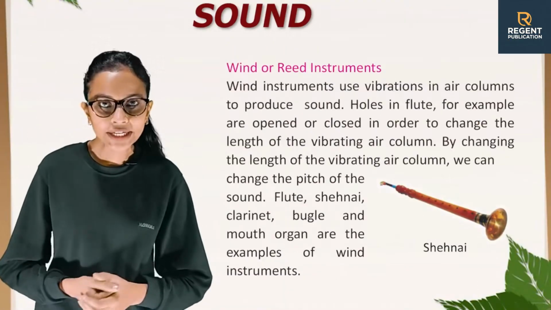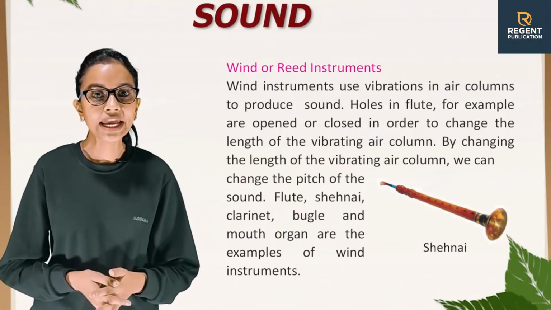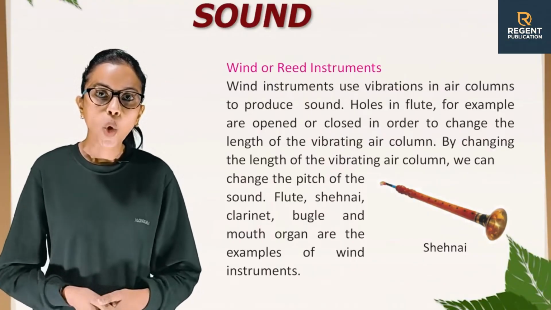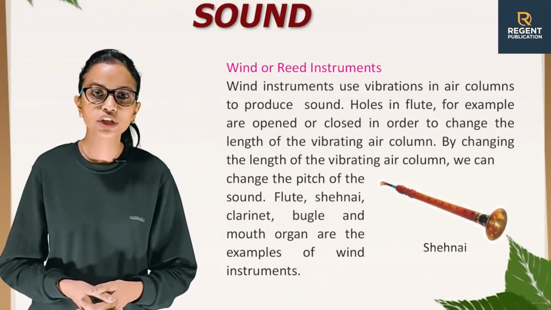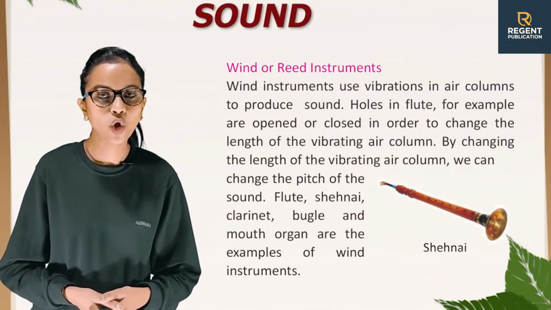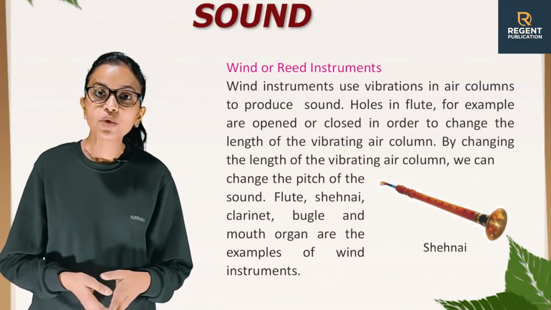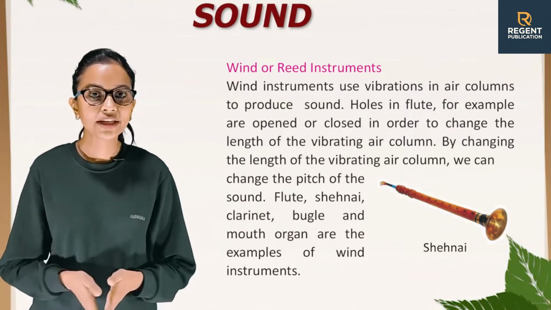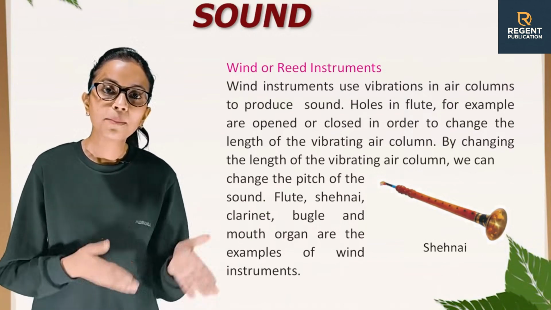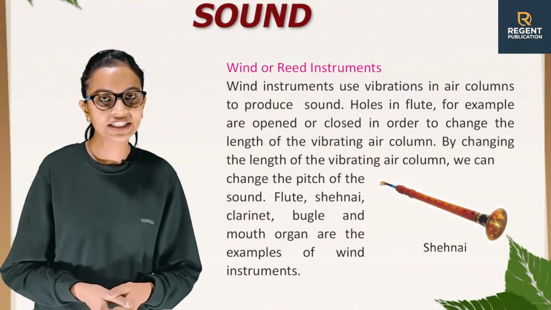Wind or reed instruments. Wind instruments use vibrations in an air column to produce sound. Holes in a flute, for example, are open or closed in order to change the length of the vibrating air column. By changing the length of the vibrating air column, we can change the pitch of the sound. Flute, shehnai, clarinet, bugle, and mouth organ are the examples of wind instruments.